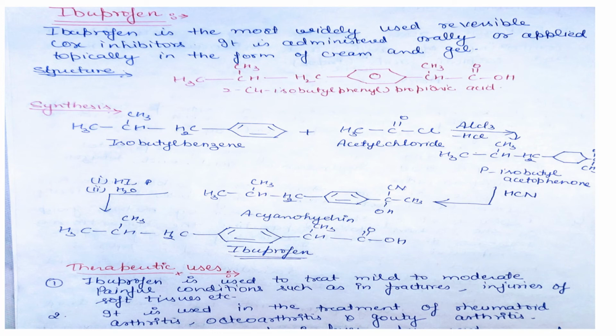2-(4-isobutylphenyl)propanoic acid. For the synthesis, we require isobutylbenzene and react it with acetyl chloride in the presence of aluminum trichloride, and then we get isobutylacetophenone. After this, reacting with hydrogen cyanide, a cyanohydrin is formed. Then again reacting with hydrogen iodide and hydrolysis, we get ibuprofen.